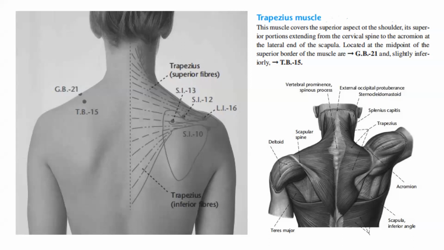So first, where is this trapezius muscle? This muscle covers the superior aspect of the shoulders. Its superior portion extends from the cervical spine to the acromion at the lateral end of the scapula. Located at the midpoint of the superior border of the muscle are points Gallbladder 21 and, slightly inferior, Triple Burner 15.